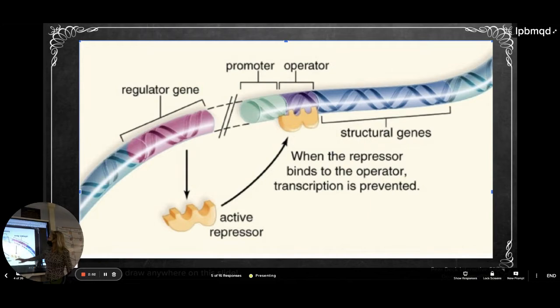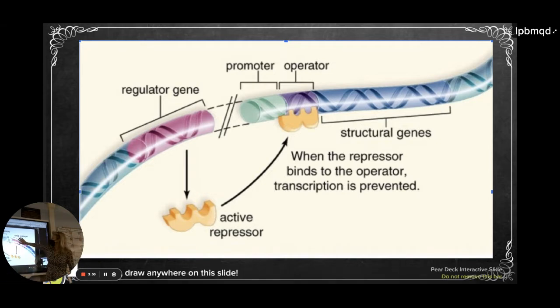So then we looked at some different regions on the DNA itself, and I want to walk through those first. The first thing I want to talk to you about is a regulator gene. The regulator gene will code for a repressor. In the case that we use as an example, it's an active repressor, which means when this DNA is transcribed into mRNA and translated into a protein, this protein is good to go.